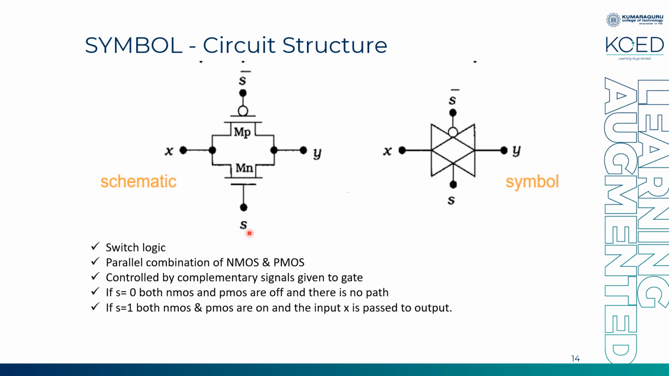If S is equal to 1, what happens? Here both will be on: NMOS turns on and PMOS also turns on. Depending upon the value of X, 0 or 1, the transistor will be chosen. NMOS is good at passing a strong 0, and PMOS is good at passing a strong 1. Depending upon 0 or 1, with a low resistance path, your input will move from X to Y.